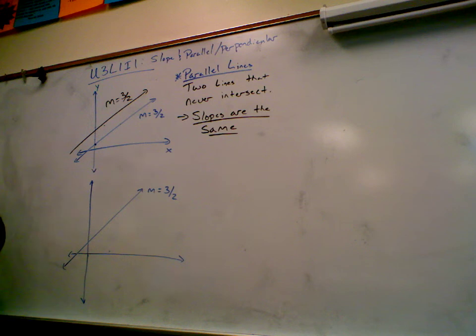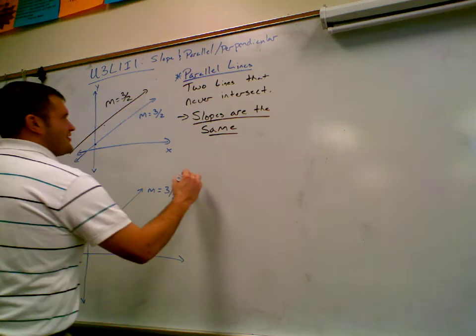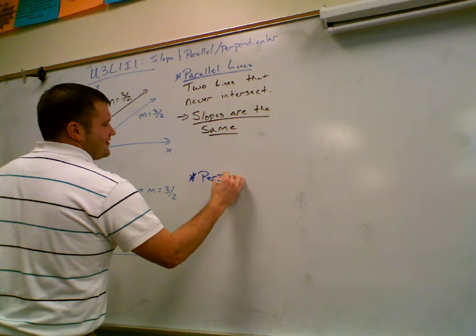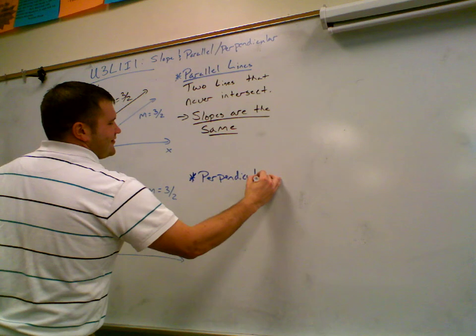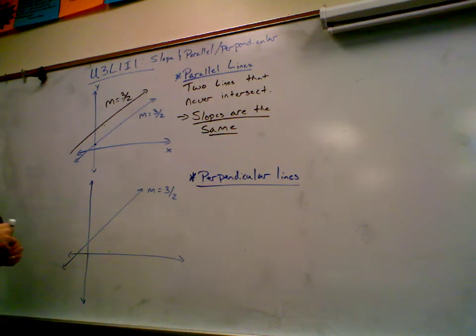Once again, we'll just say the slope is 3/2. Now I'm going to draw a line that's perpendicular to that one. What does perpendicular mean? Two lines are perpendicular. What does that mean about the lines? Do they intersect? Yes. How do they intersect? There's something special about the intersection. How do they intersect?